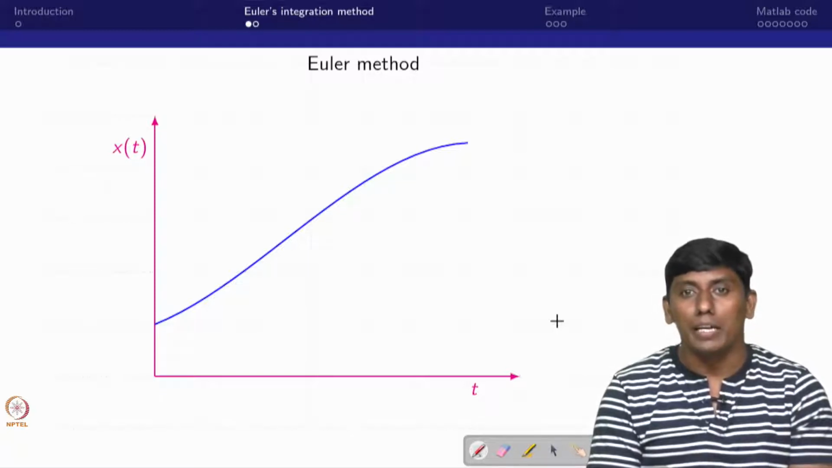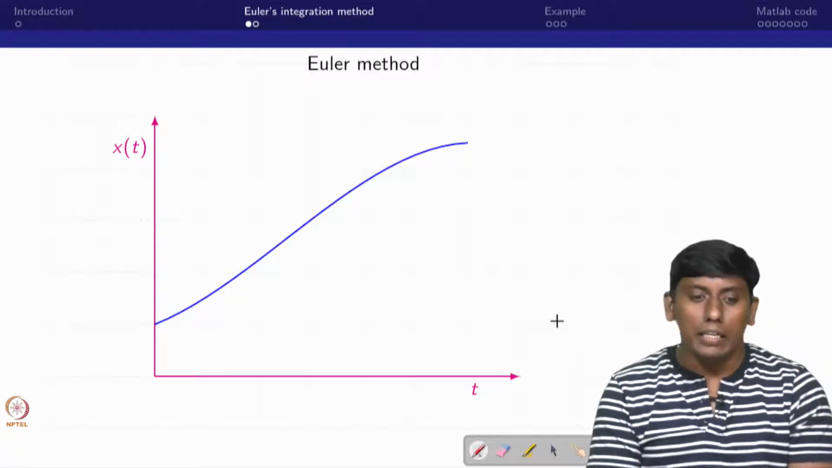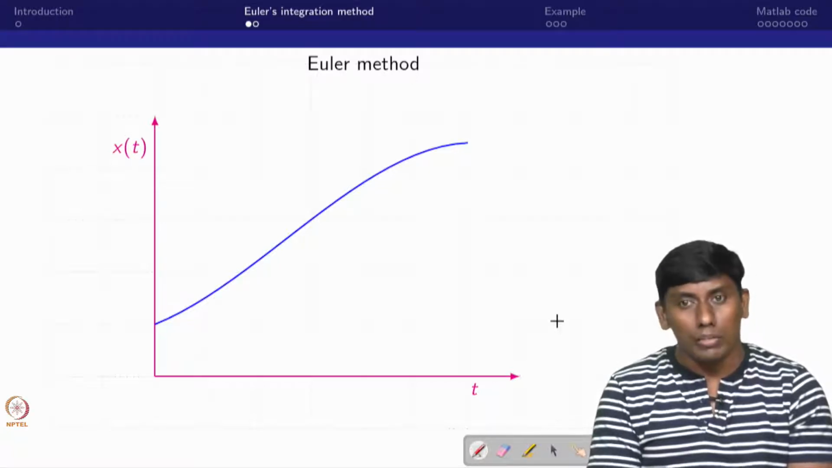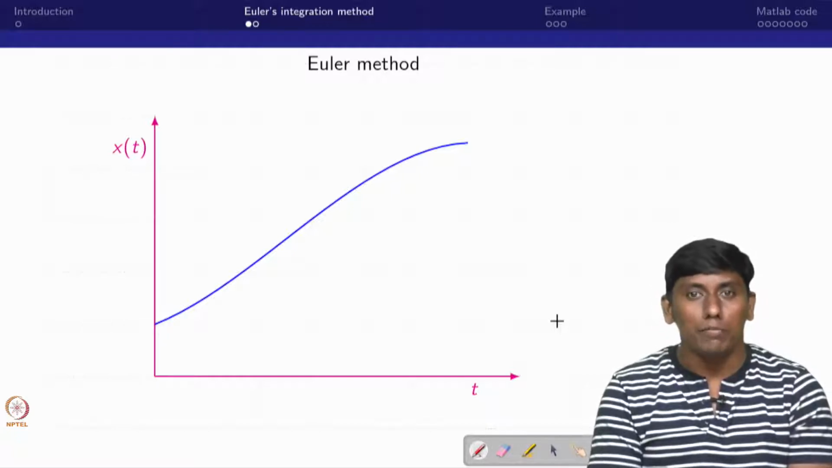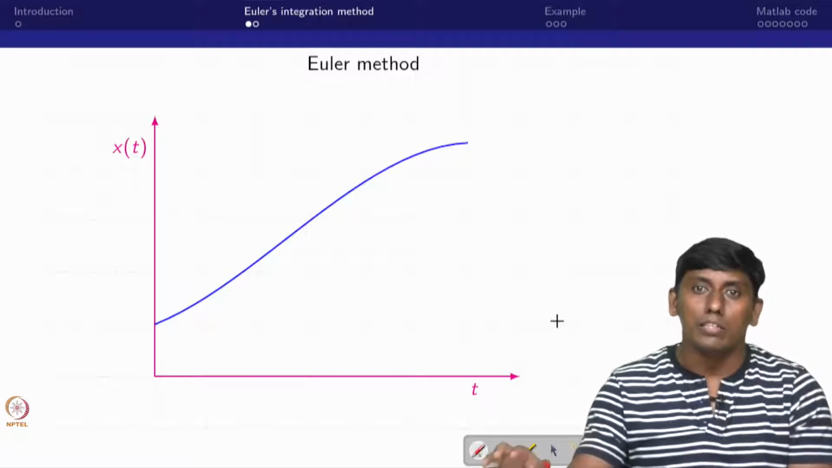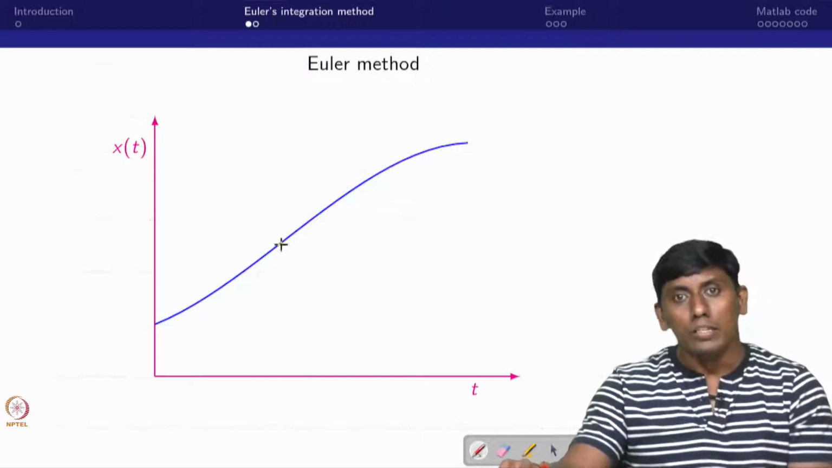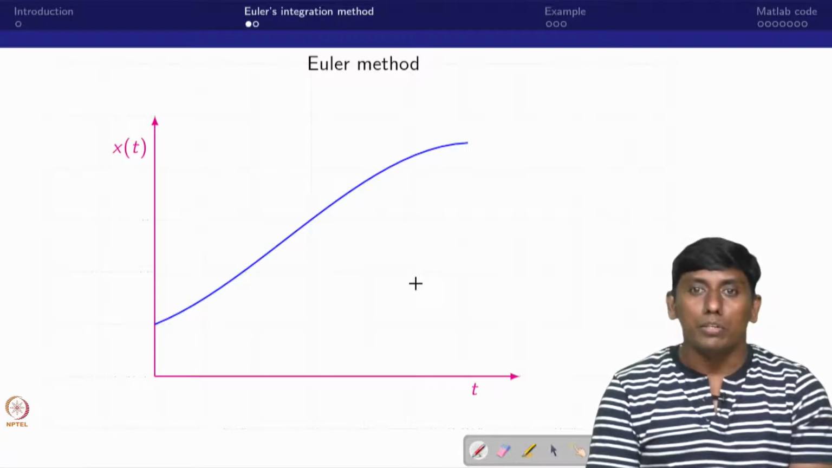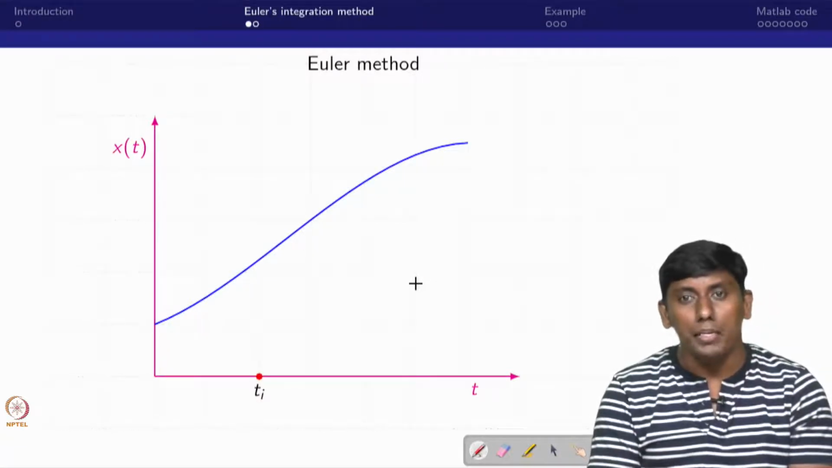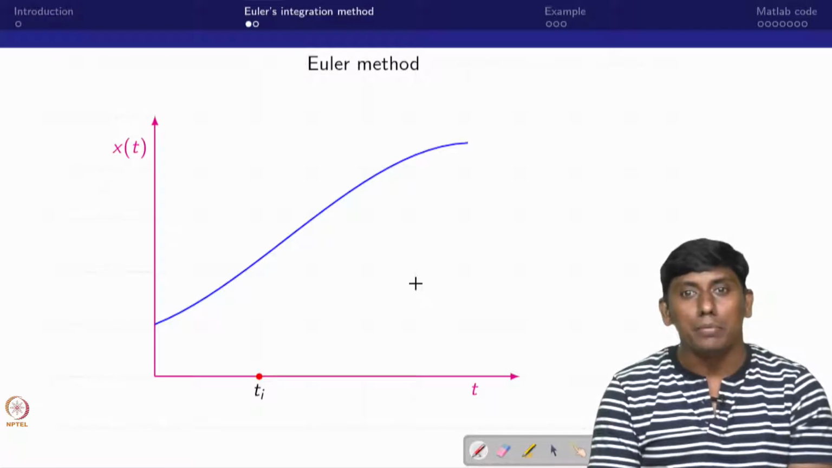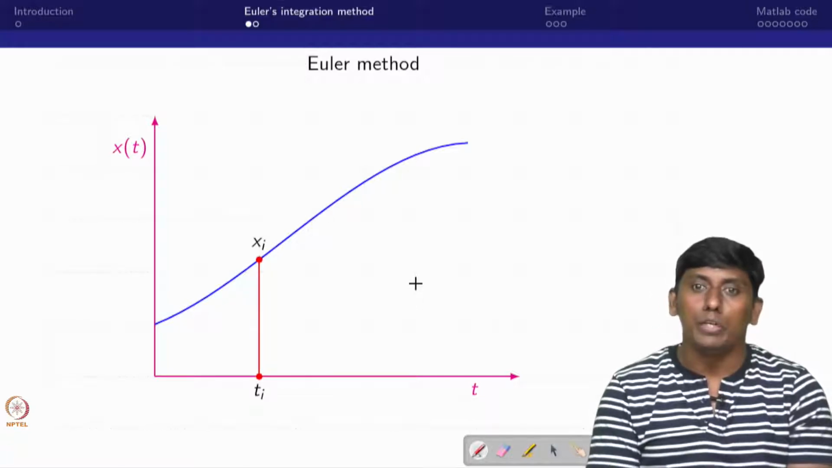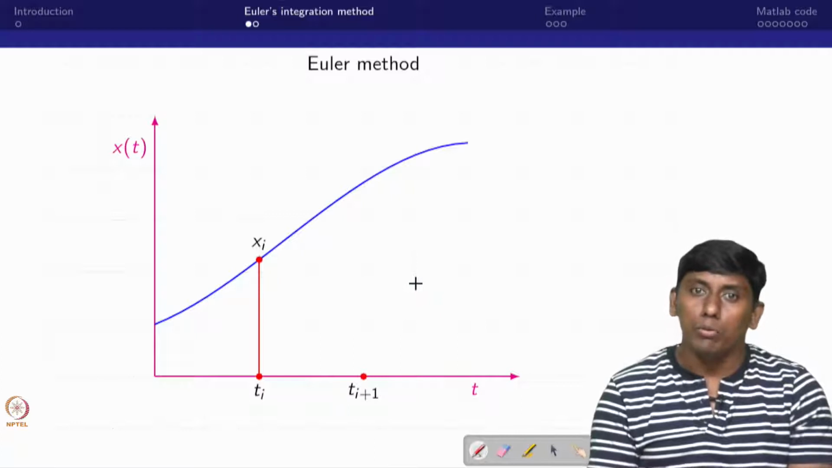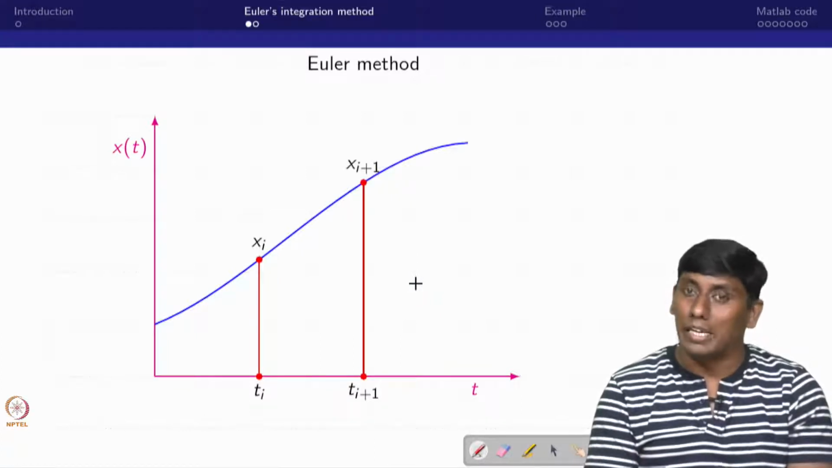How can we get the Euler method? Let me demonstrate it with this plot. You can see x of t against time, where time is the independent variable and x of t is the dependent variable. Right now x of t is given by this particular polynomial curve. I take a random point t i, the first instant, with the corresponding value x of i. Then I take another step, t i plus 1, which corresponds to x i plus 1.